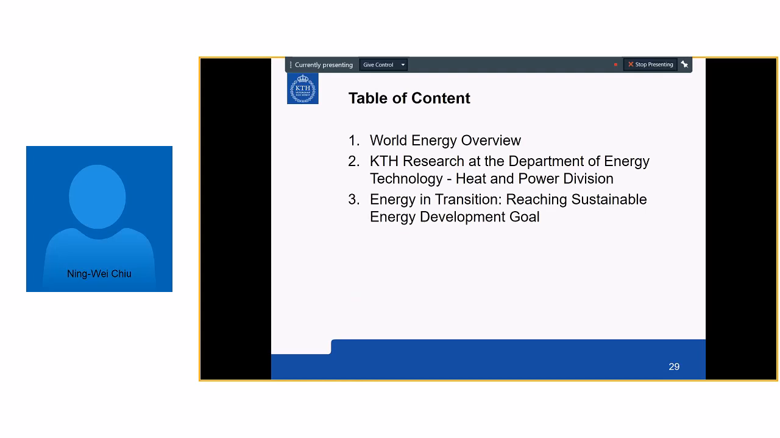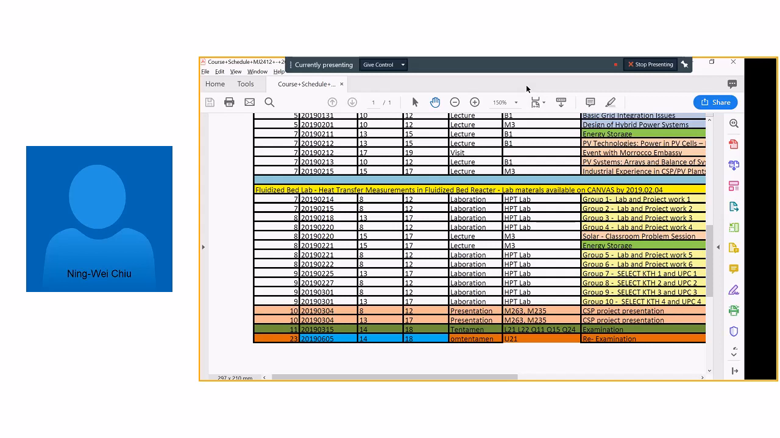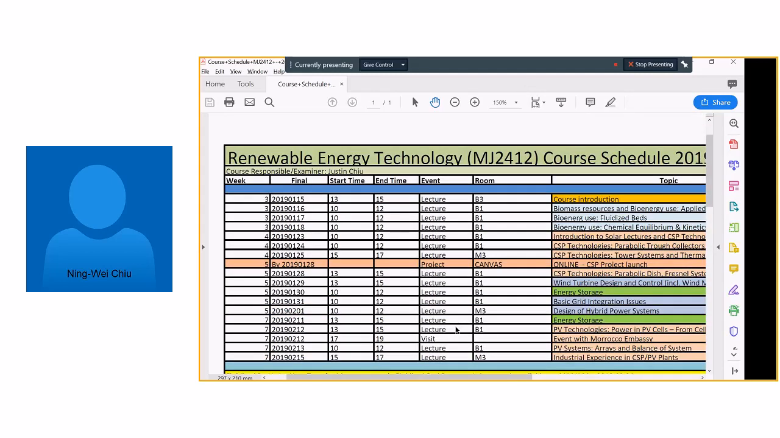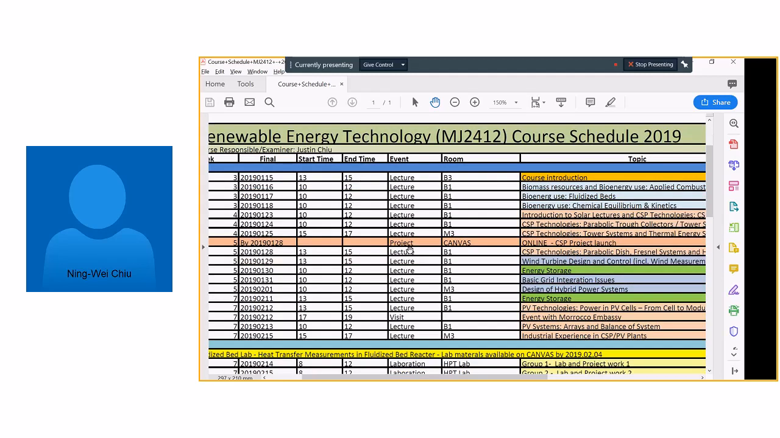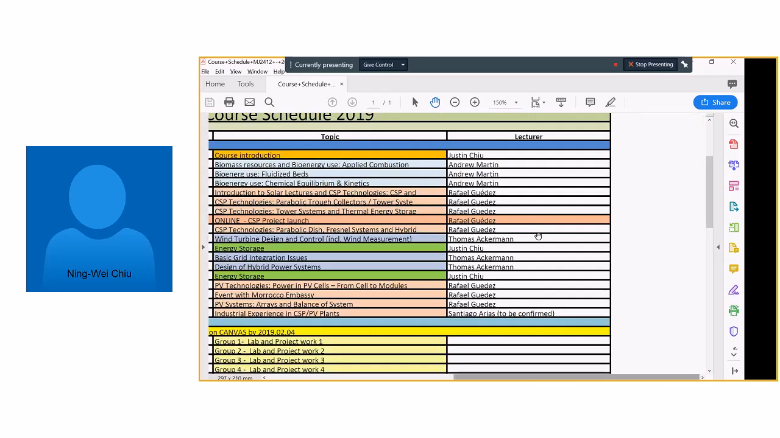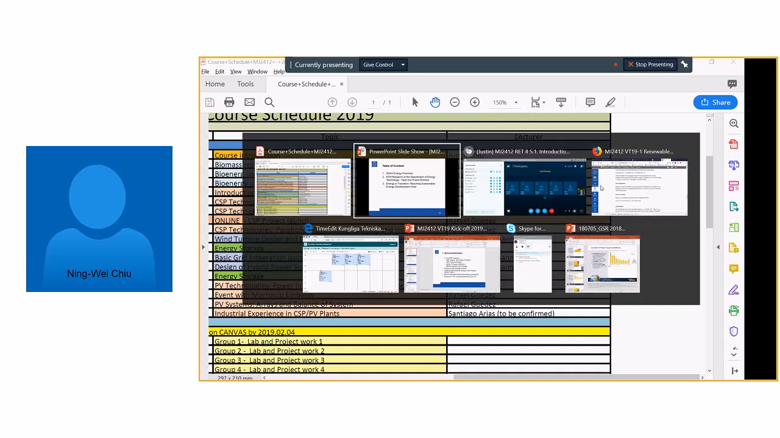On the Canvas page, I have provided you with this Excel file. There will be the week number, the dates, the start and end time of the lecture, or the project meeting, or the lab, the room, the topic, as well as the teacher who is going to teach. Yes, over here. So check this Excel file. Now let's come back here.